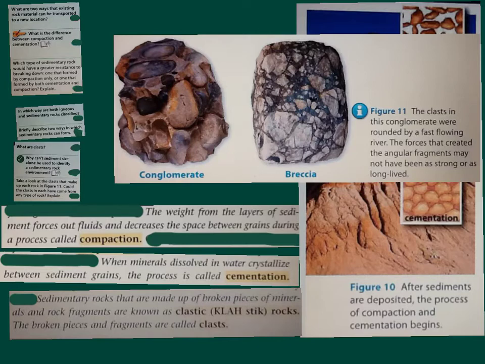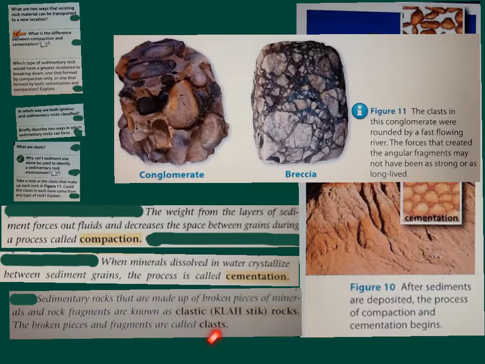Next thing I want to do, I want you to write your definitions. There are two of them. One is clastic. Clastic is sedimentary rock that is made up of broken pieces of minerals and rock fragments, okay? The second one is clast, the broken pieces and fragments. The broken pieces and fragments are called clasts, okay? So make sure you're writing these two definitions down in your science journal, please.